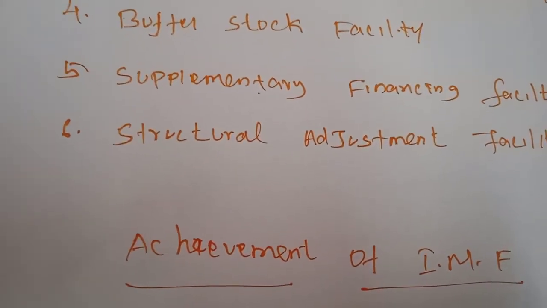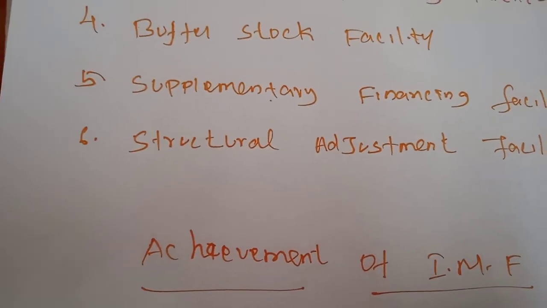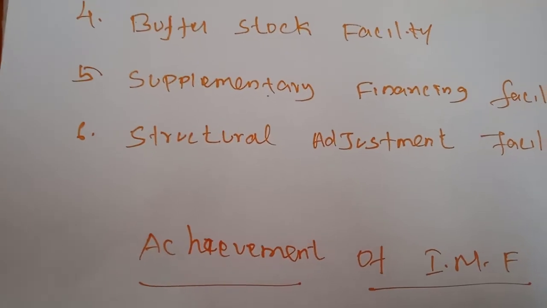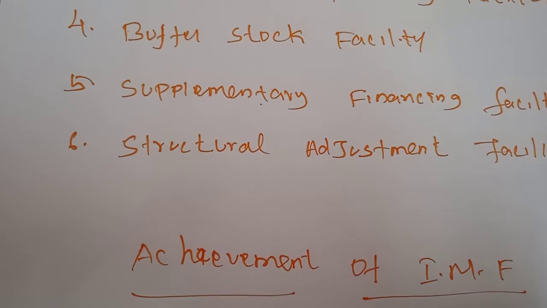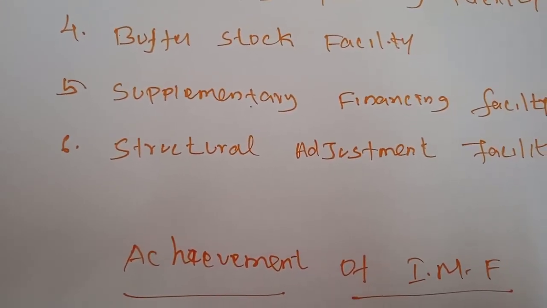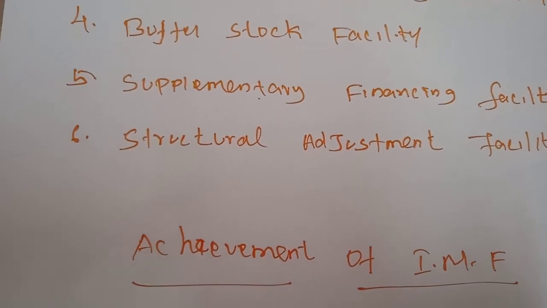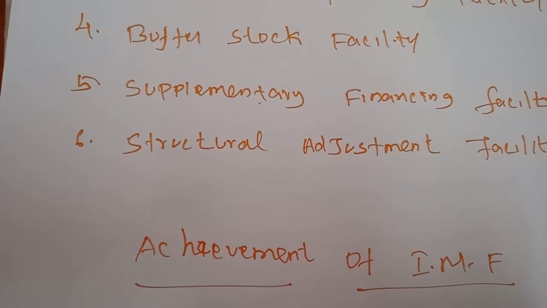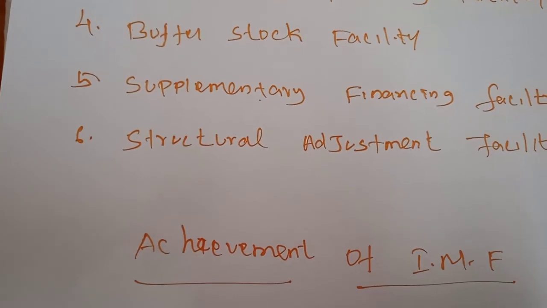Next is structural adjustment facility. The International Monetary Fund established the structural adjustment facilities in March 1986 to provide additional balance of payments assistance on concessional terms to the poorer member countries. In December 1987, the International Monetary Fund enhanced the structural adjustment facilities. It was set up to augment the availability of concessional resources to low-income countries.